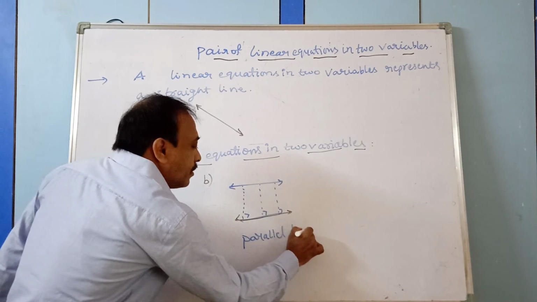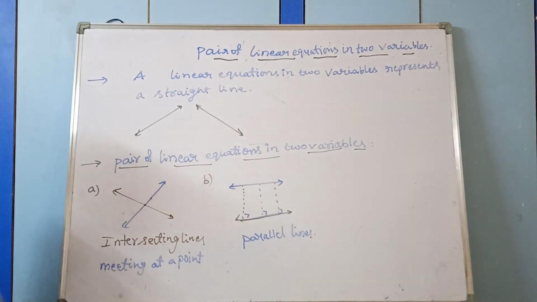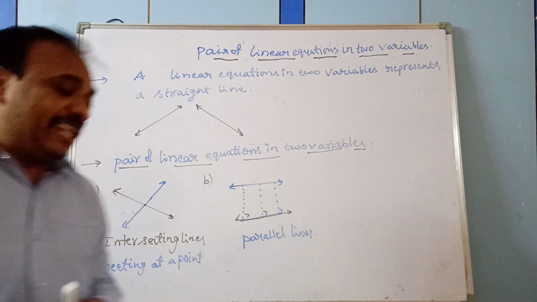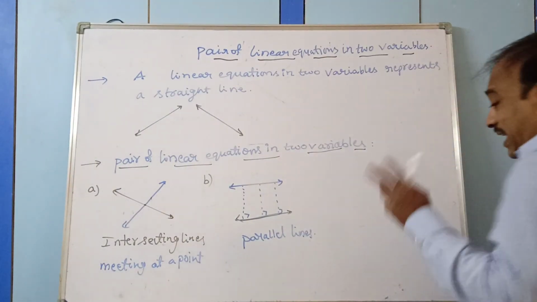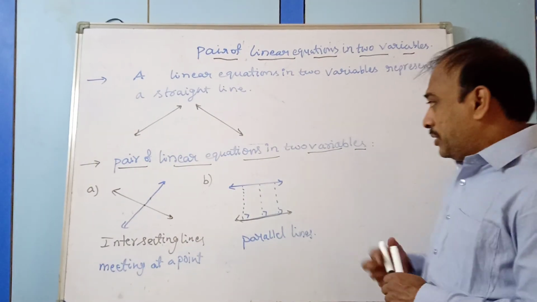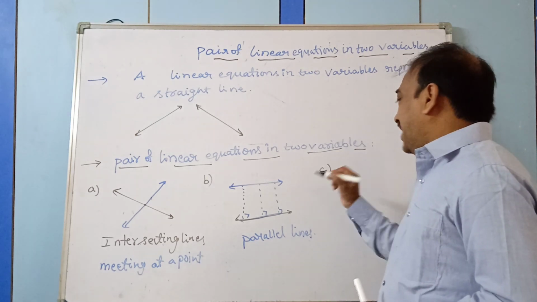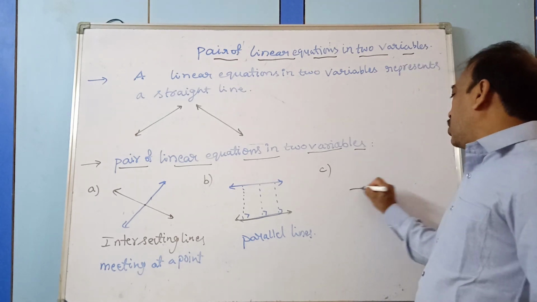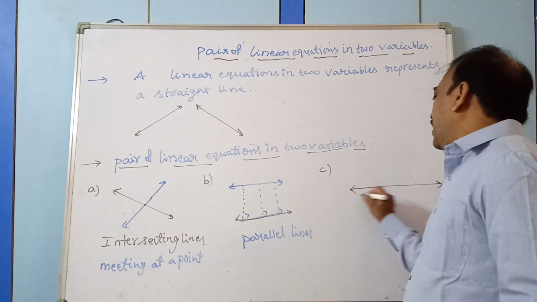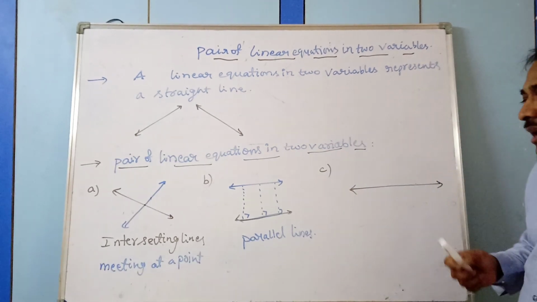Now these are parallel lines. Are they meeting? No, they are not meeting at a point. Now, suppose I want one more way to represent, that is position C. Now I ask one person to draw the line. Okay, now one more line I have to represent.